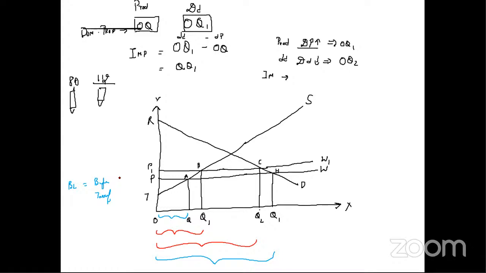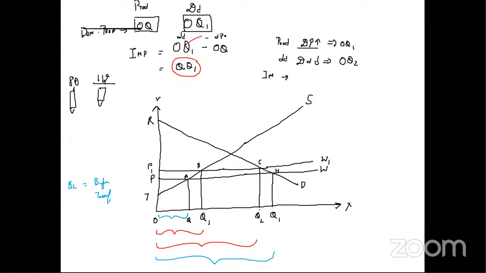So what was the importing I was actually doing? I was importing QQ1, and since I'm importing more, I am losing money. I want to import less, and I want to support my domestic industries, for which I will impose a tax. After I impose the tariff, what happens to the price? The price will increase from OP to OP1. So when the price increases from OP to OP1, what is happening?